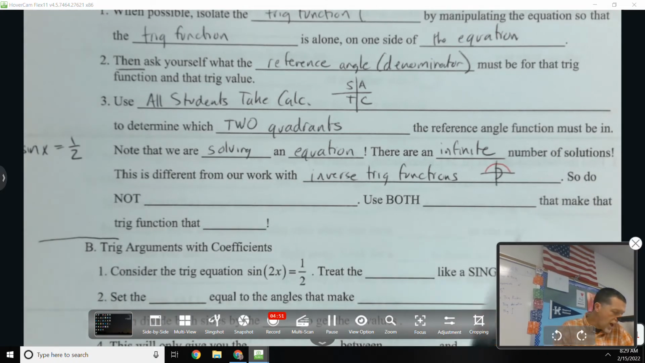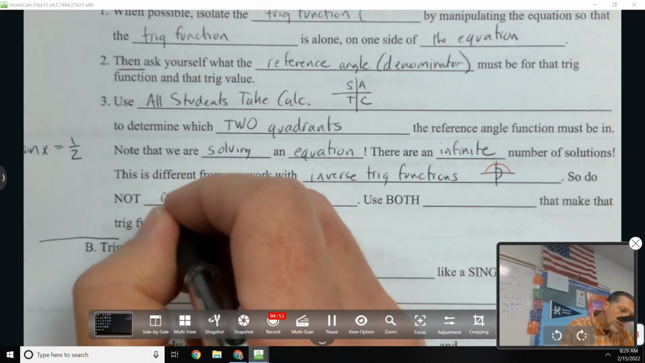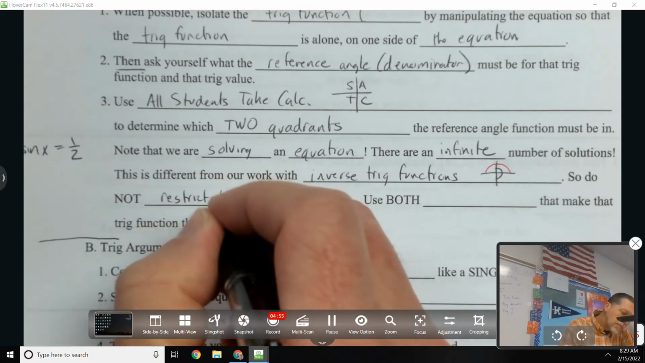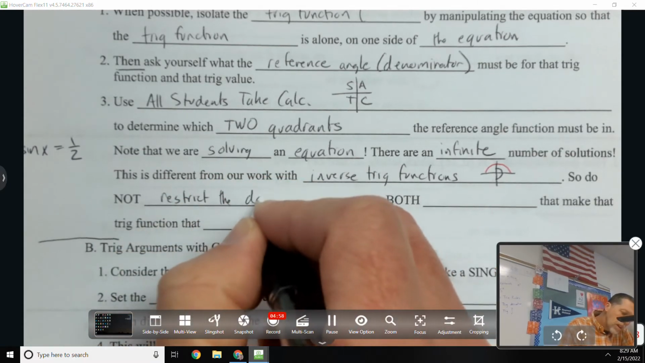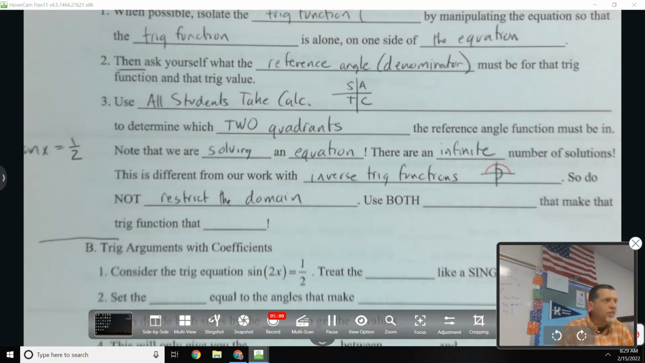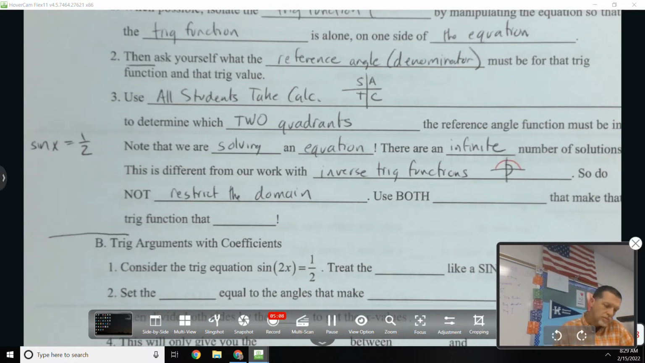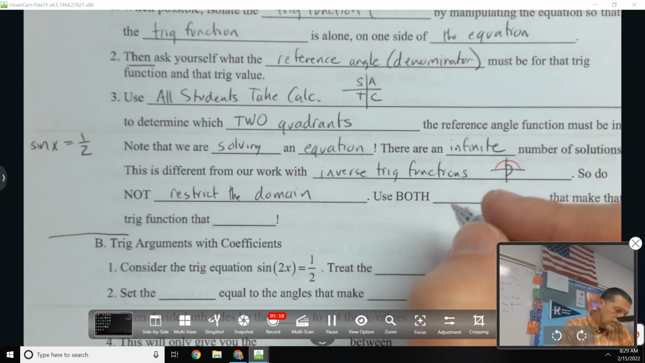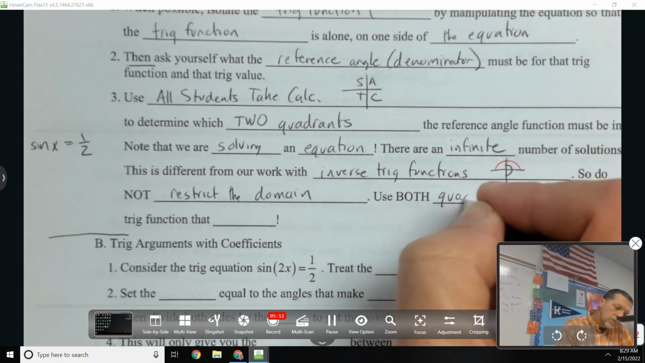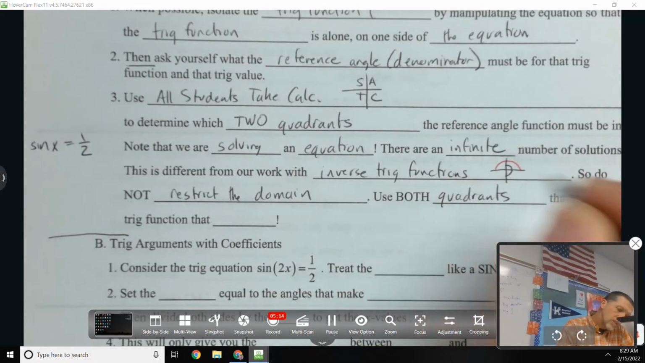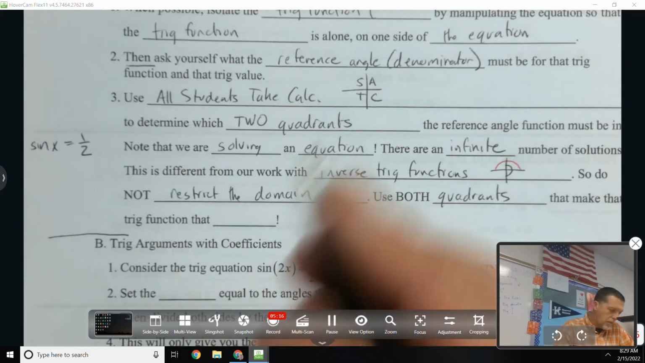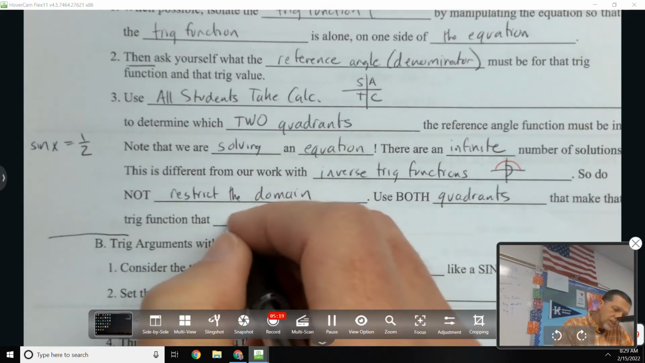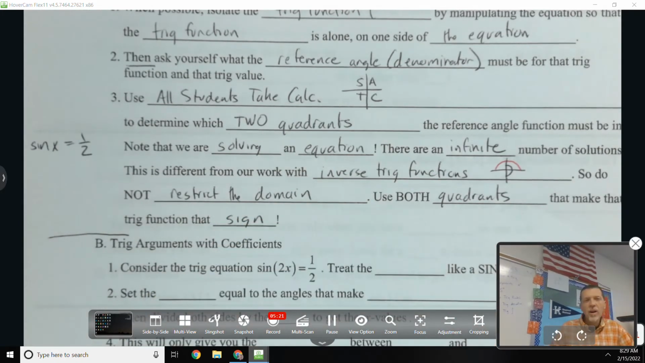So do not restrict the domain. You're not looking for just one answer, like we were with inverses, because these are equations rather than inverses. So use both quadrants that make the trig function have the right sign.